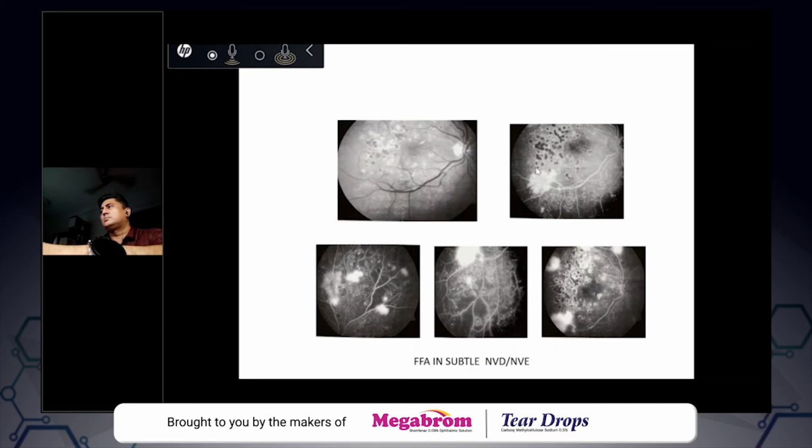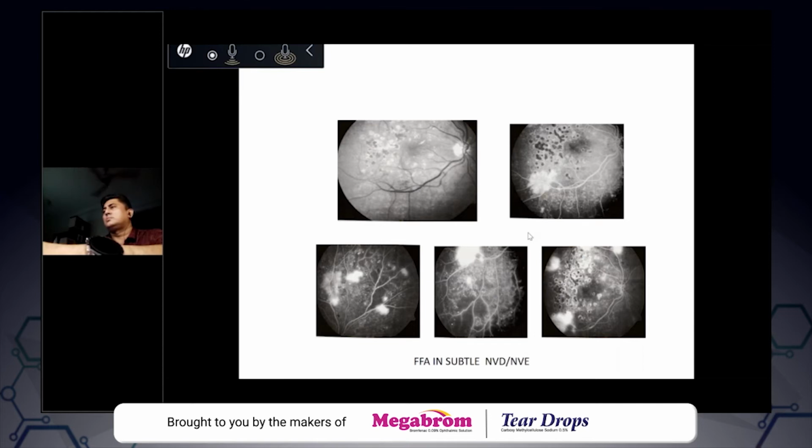Or in a patient, look at this patient. This patient has already undergone some macular photocoagulation, but you are in suspicion. So you did a fluorescein angiogram. You can see that there is neovascularization, which is leaking extensively. So this patient actually requires pan-retinal photocoagulation. So here, this is to detect subtle NVEs, which are missed on clinical examination, and can be picked up by fluorescein angiogram.